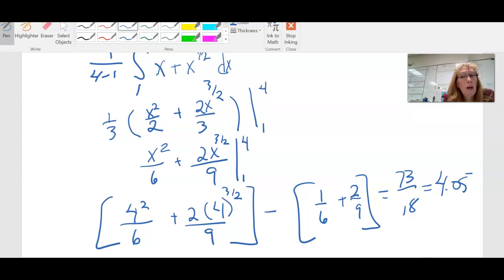Okay, I gave up and just wrote down the problem, and we'll talk through it since it doesn't seem to like us. So we're going to integrate from 1 to 4 of x plus x to the 1/2 power so we could integrate it better. So the integral of x is x squared over 2. Integral of x to the 1/2 is 2x to the 3/2 power over 3, all from 1 to 4. I distributed the 1/3 through here. And that got me x squared over 6 plus 2x to the 3/2 over 9.